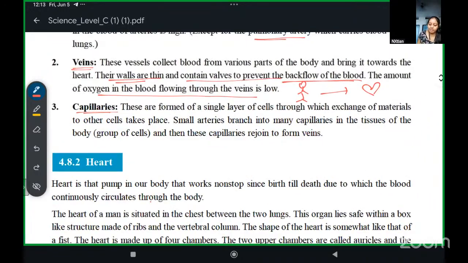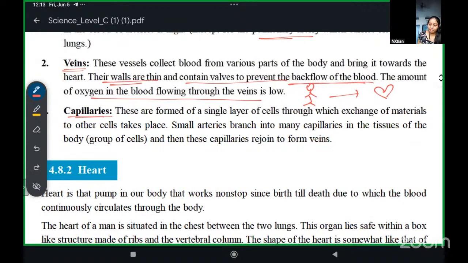Then we have capillaries. What are capillaries? These are formed of a single layer of cells through which exchange of materials to other cells takes place. Materials such as water and minerals are transported between cells. Cells are connected through very small, thin blood vessels called capillaries, through which exchange of materials takes place.